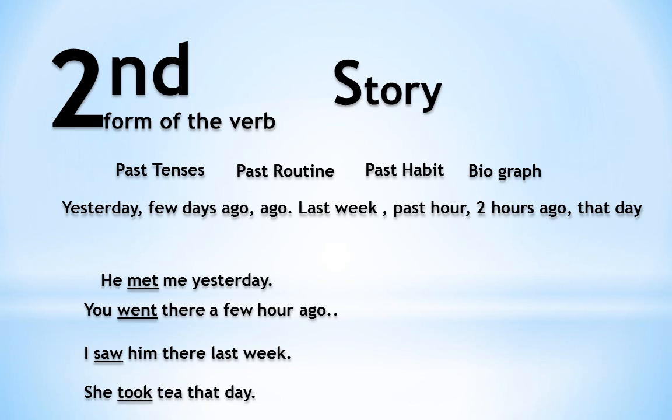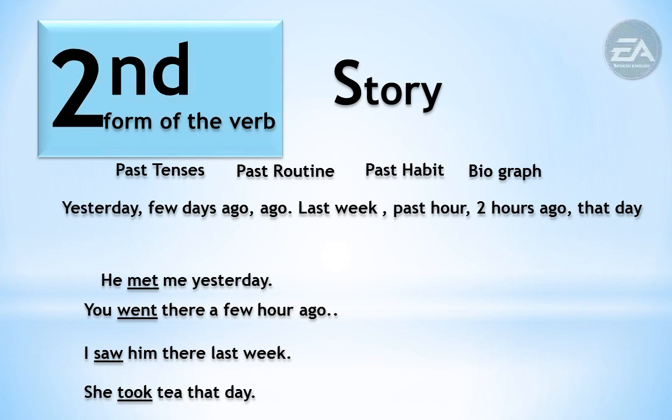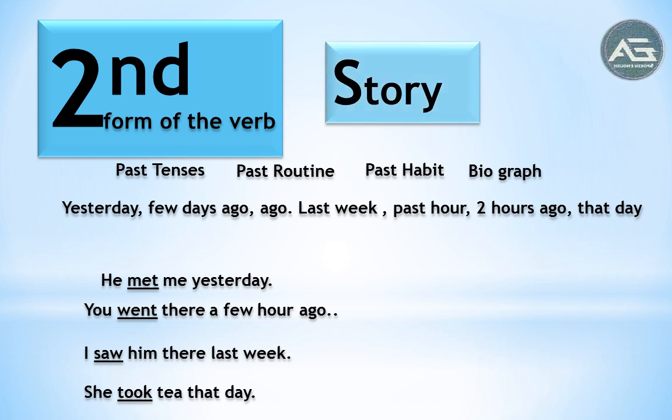Now let's talk about the use of the second form of the verb. Here are also helpful hints for you. The story. This is known as the story verb. Actually, whenever you read some stories or past habits or the biography of a person who is not alive now in this era, we use the second form of the verb. Like in past tense, we use story: there was a farmer, he lived in a village, he had 4 sons.